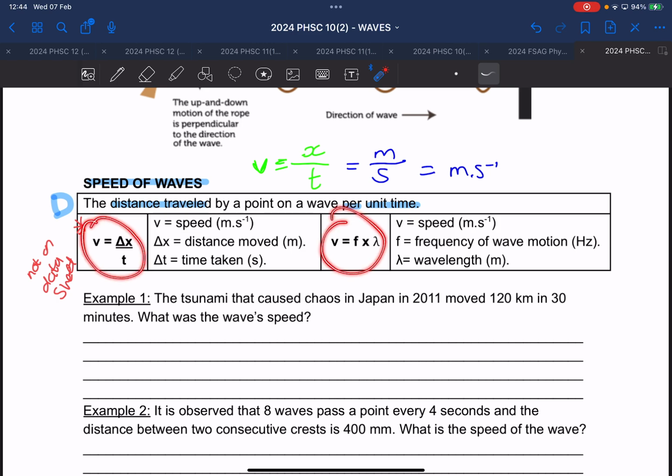But we have another formula to calculate speed. So we have two formulas. Now this formula is on your data sheet. You'll see it there. Again, v stands for speed, f stands for frequency in hertz, and lambda is the wavelength in meters. Okay, let's practice these formulas.